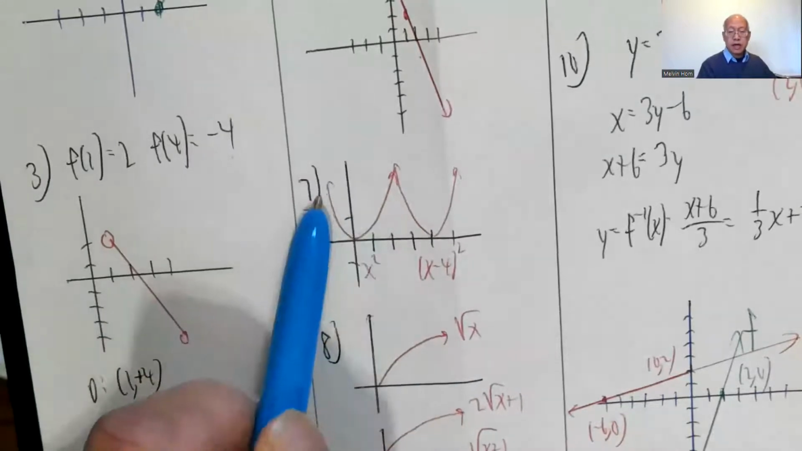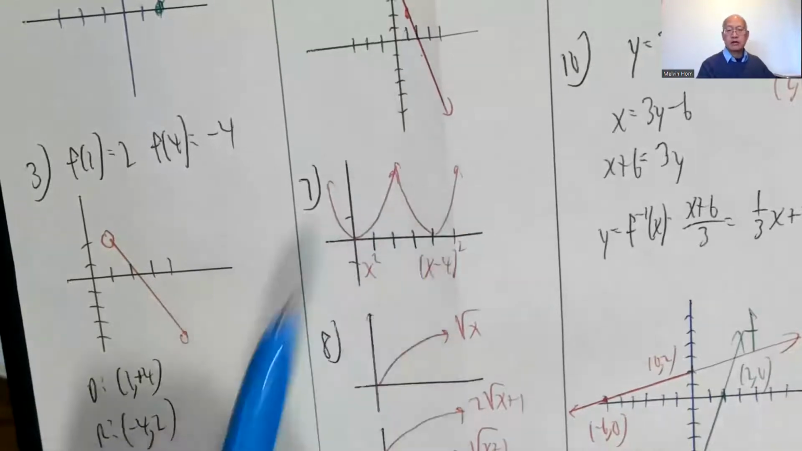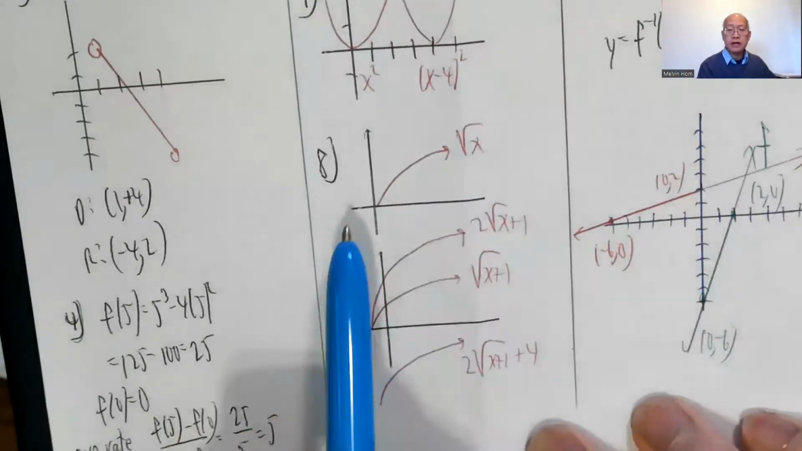Number 7, y equals x squared looks like this. X minus 4 squared. I just pick up the graph and move it 1, 2, 3, 4 to the right, and it looks like that. Number 8, square root function looks like that.